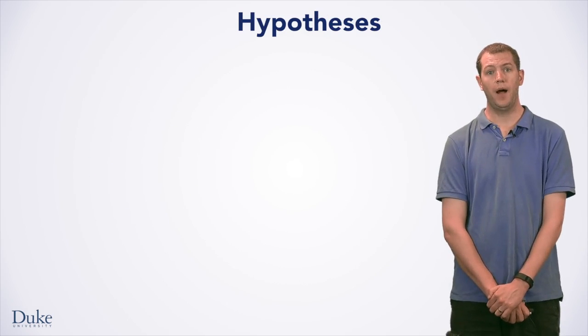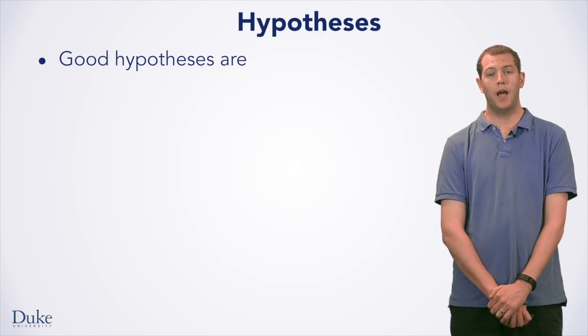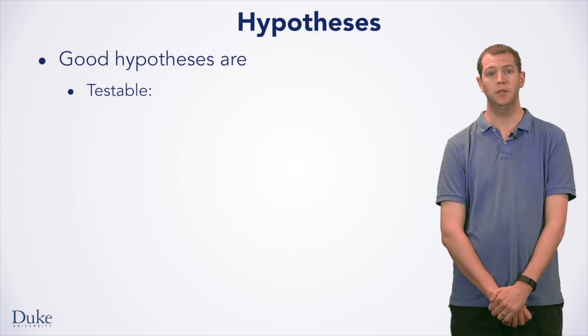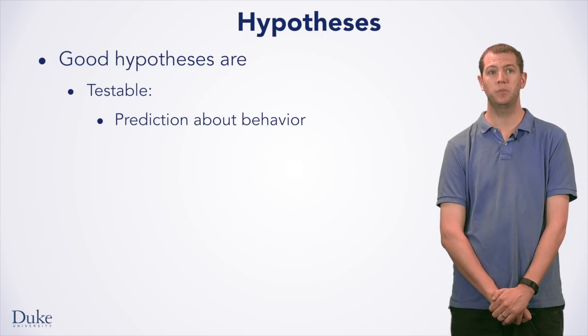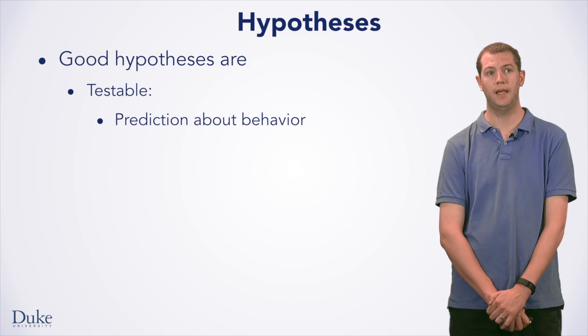Speaking of our hypotheses, we'd like to talk a little bit more about those. What makes a good hypothesis? Well, it should be testable. That is, we should make a specific prediction about the behavior of our program, something that we can either refute if the program's behavior does not match that prediction, or something that we can become convinced is the case.